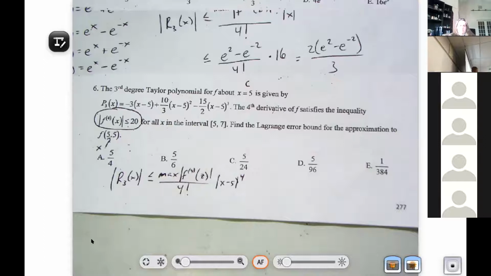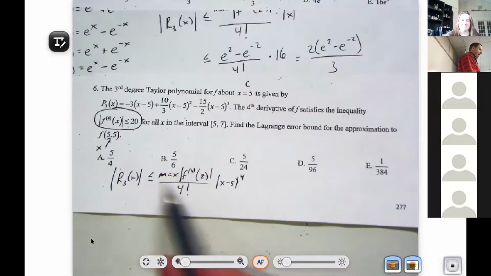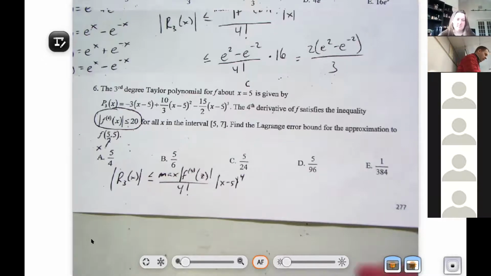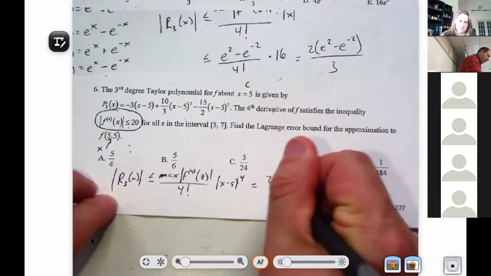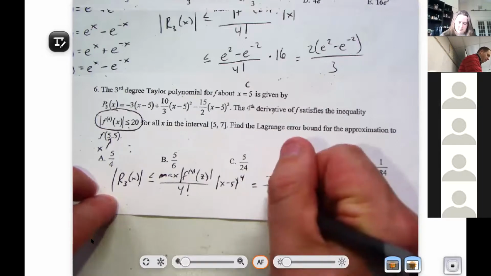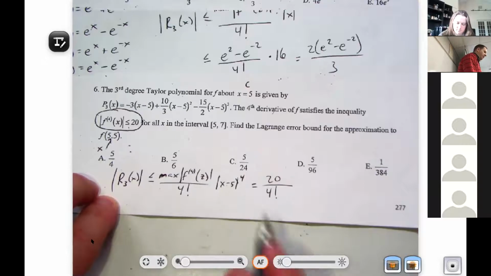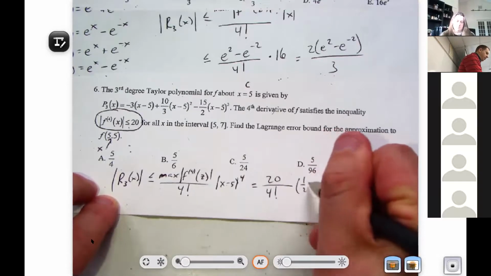Sometimes they get creative. They just want to know if you know how to deal with the problem, not so much find that maximum, but just how to deal with it. They're giving you this maximum. It's 20. And we know x is 5.5. So we just have to do some calculations. We have 20 over 4 factorial. And then it's 5.5 minus 5. So 1/2 to the fourth.